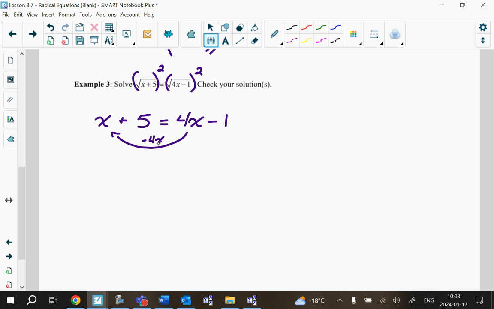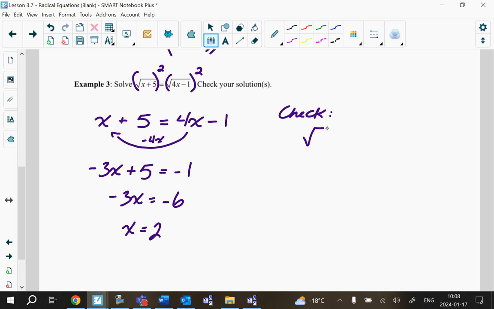So if I do that, I get negative 3x plus 5 equals negative 1. Now what? Minus 5, so I get negative 3x is equal to negative 6. So therefore x is 2. Good. So when there's a square root on either side, it's actually pretty quick. Now we have to check it. And again, remember, check it in the original.